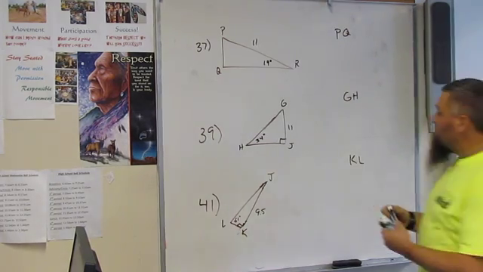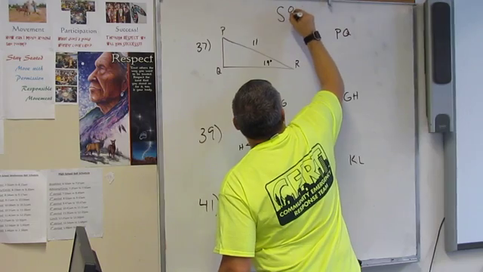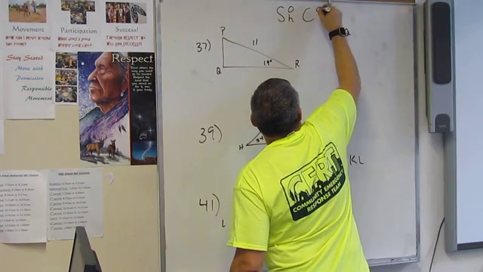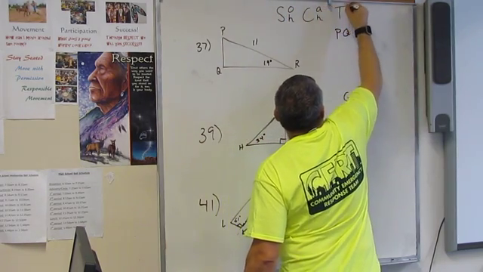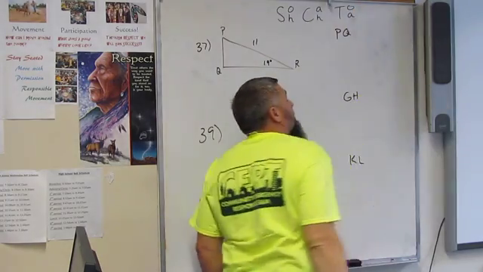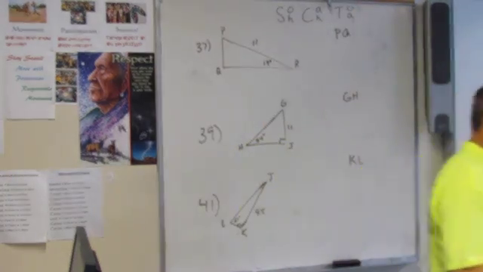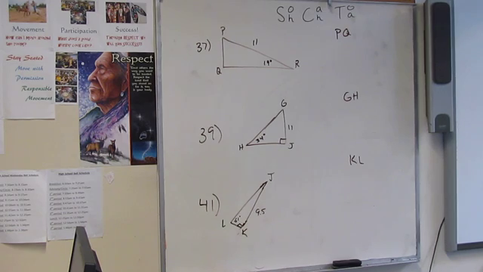Soh Cah Toa. Soh, Cah, Toa. I just write it like that because it keeps it in my head, and I see that it's opposite over hypotenuse. I see that it's adjacent over hypotenuse. I see that it's opposite over adjacent, and it just keeps it good.